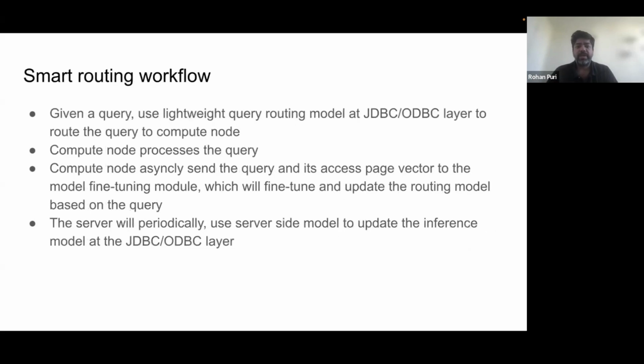So the workflow is that you have a light query routing model at the JDBC ODBC layer, and then you compute. The compute node processes the query. It asynchronously sends the query and access vector to a model to fine tune. When this fine tuning happens, it updates its routing model as well, and then the server will periodically update the inference model that is running at the JDBC and ODBC layer.